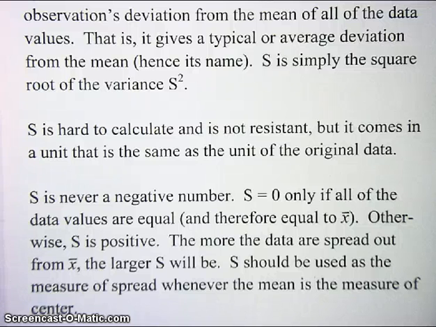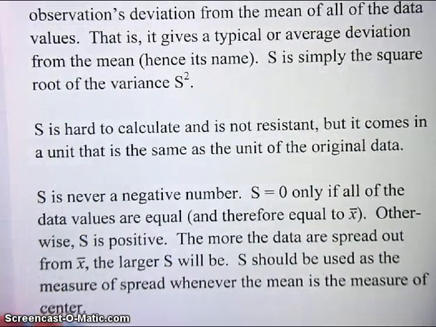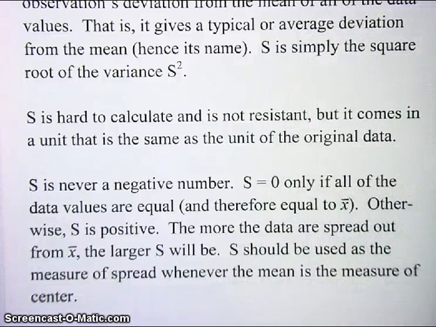Now, S should be used as the measure of spread whenever the mean is the measure of center. So this is another family of measures. The mean and the standard deviation go together as a pair, just as the median and the IQR go together as a pair. You don't want to mix and match. Don't use the IQR as your measure of spread when you use the mean as your measure of center. And don't use the standard deviation as your measure of spread when you use the median as your measure of center. Those two different families of measures need to be kept separate. They do complement each other, but you want to keep them separate when you're talking about center and spread. Use one group or the other.